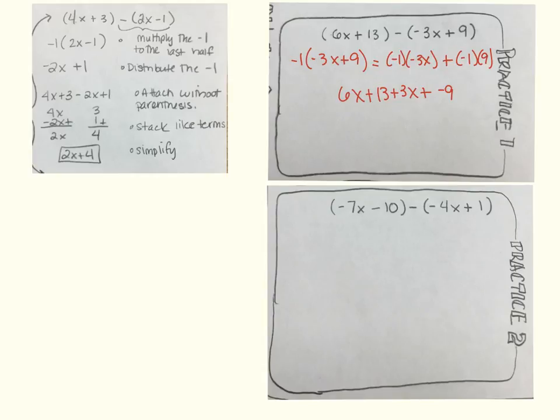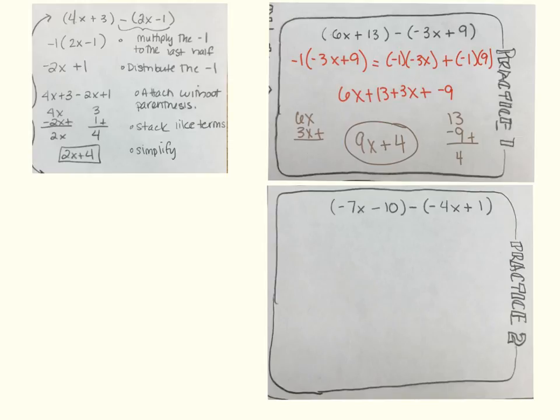So we've got 6x and 3x. When added together, that gets you 9x. And then we have the 13 and the -9. So when you use your calculators to add those together, you get 4. So then the simplified version is 9x plus 4. All right, let's do practice number 2.